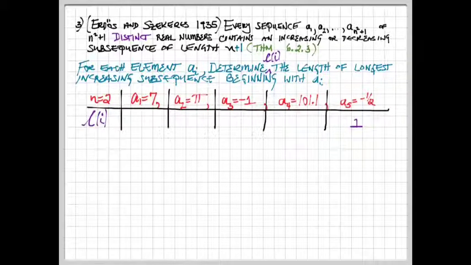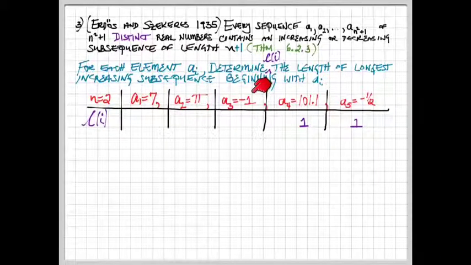If I start here at A4, which is 101.1, and I'm looking for an increasing subsequence, I cannot. If I move from 101.1 to -0.5, I don't increase. So again, the longest subsequence that can be created starting with 101.1 is going to be 1. Now, if I look at A3 and I start at -1, I'm looking for an increasing subsequence. So my subsequence could be A3, A4, because I'm increasing from -1 to 101.1.